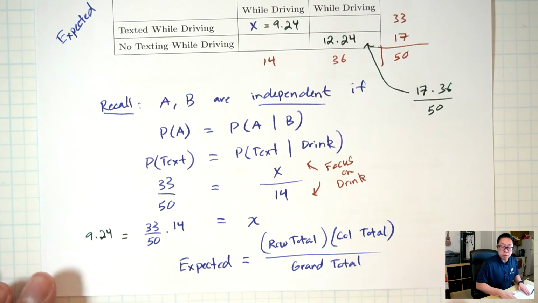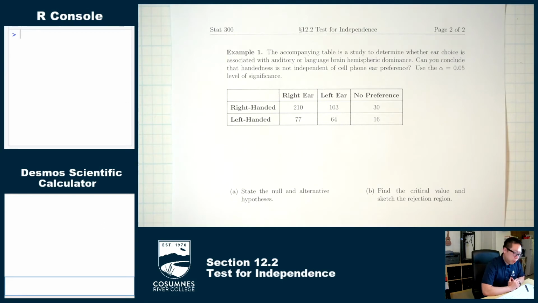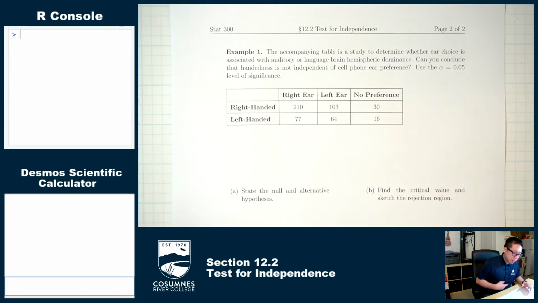I'm not going to do that because we're going to do another example where we do everything all the way through. Example 1. The accompanying table is a study to determine whether ear choice is associated with auditory or language brain hemispheric dominance. What does that even mean? So brain hemispheric dominance is really just saying which side of your brain is more dominant. In other words, are you right-handed or left-handed? And what we're talking about here is, can you conclude that handedness is not independent of cell phone ear preferences? In other words, if you're right-handed, do you prefer to put your phone to your right ear or your left ear? Or do you have no preference?